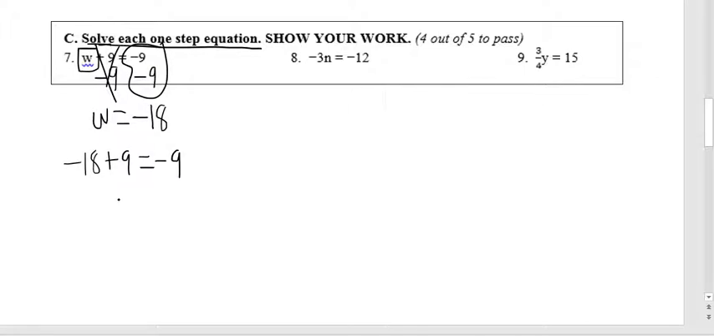So when you find a solution, you should always be able to plug it back in, and if it makes it true, then you know that you've done it correctly.